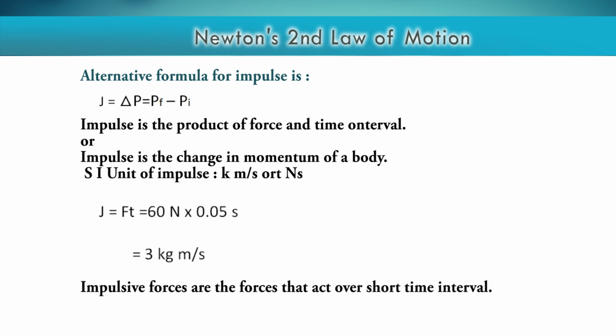For instance, in the previous example, if we want to find the impulse, we just use the formula J equals F times t, which is 60 Newton times 0.05 second. And the result is 3 kilogram meters per second, or 3 Newton seconds. This means that momentum changes by 3 as a result of 60 Newton applied to a tennis ball for a period of 0.05 second. Note that the forces that act over short time intervals are called impulsive forces.